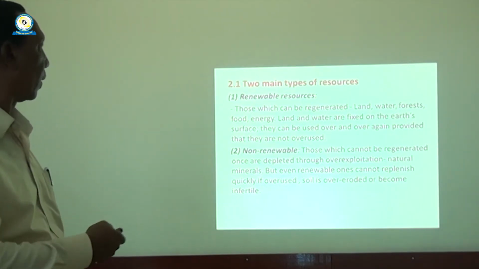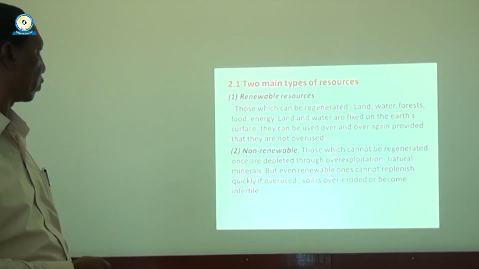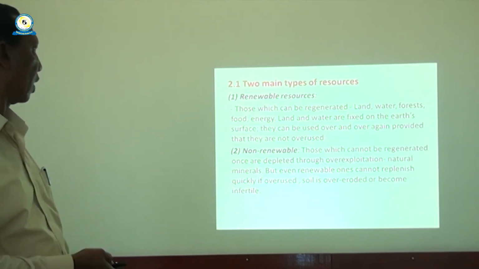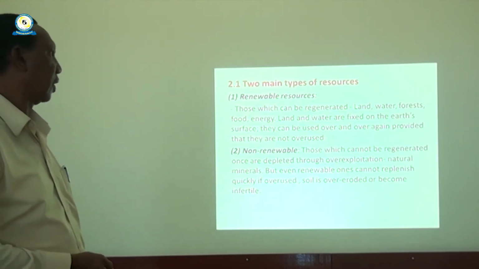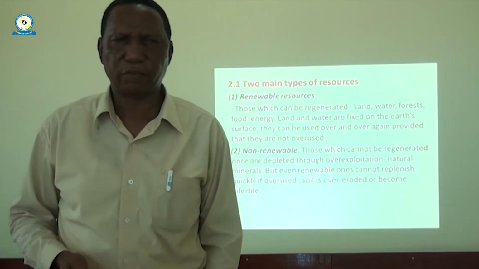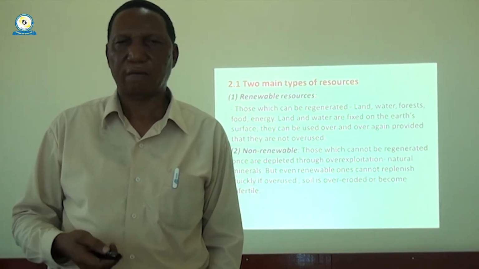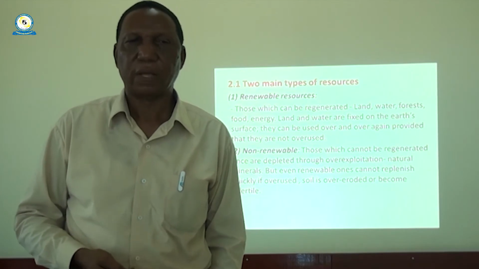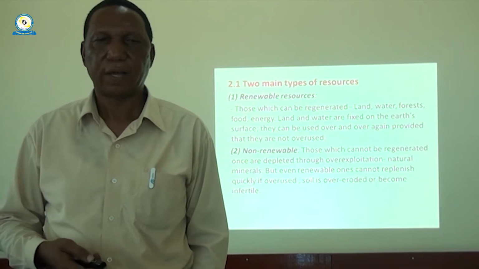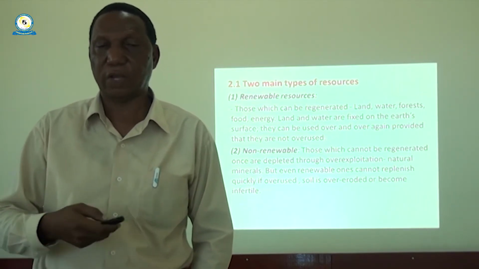Now let's go step by step. Let's try to see what we mean by renewable resources and non-renewable resources. Renewable resources are those which regenerate, like water, land, forest, food, energy. Land and water are fixed on the earth. However, they can be used over and over again, provided they are not overused, because they regenerate from time to time.